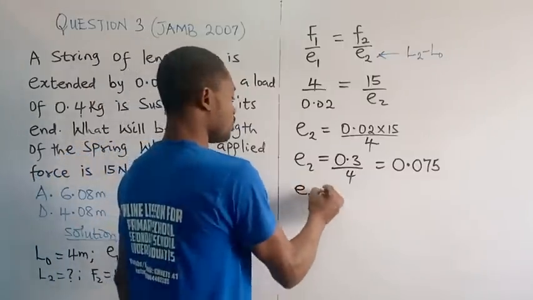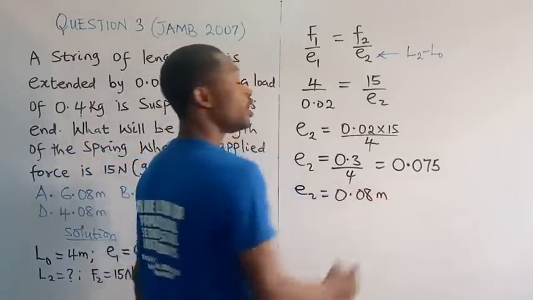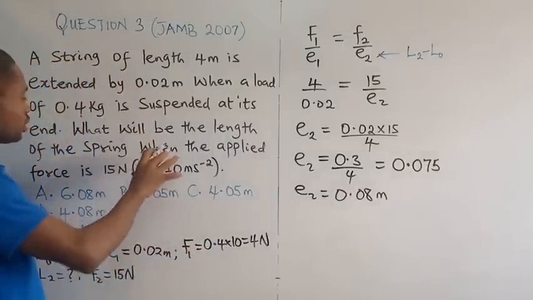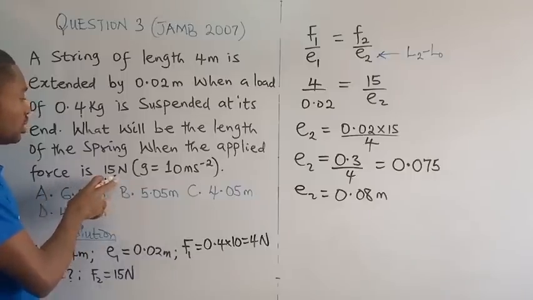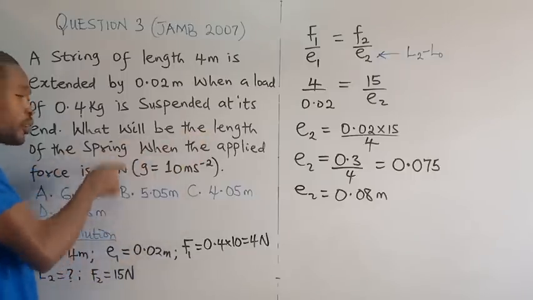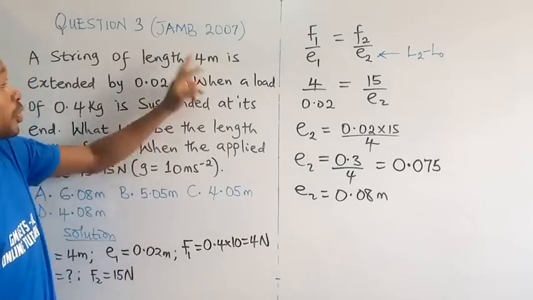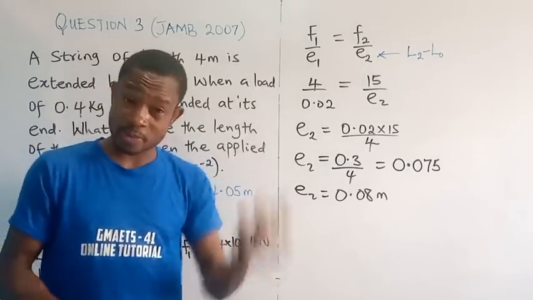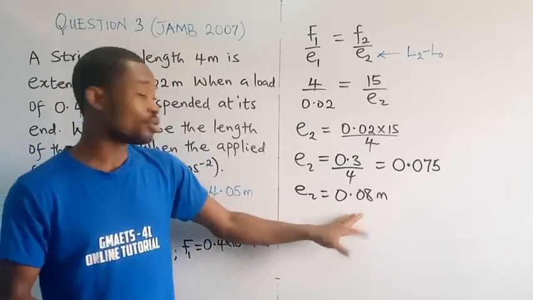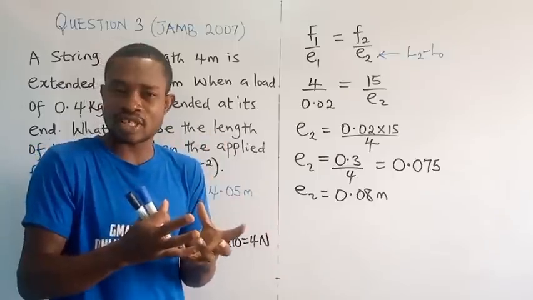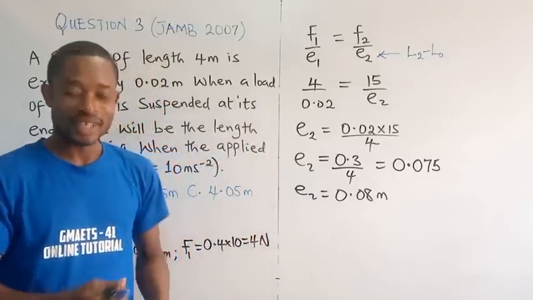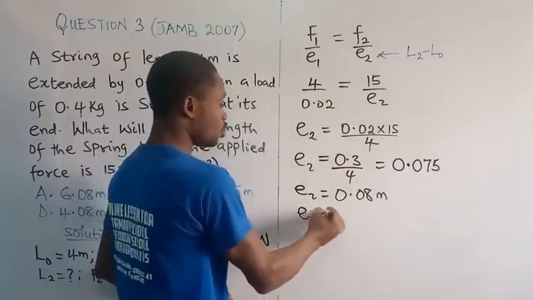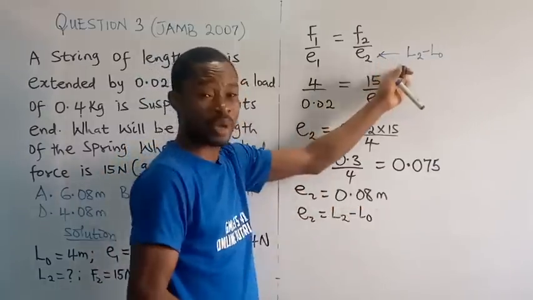So this is the extension. We can choose to approximate the extension to 0.08 meter. That's the extension that's going to be produced by force 2. But the examiner didn't ask us to find the extension produced by the 15 Newton weight. The examiner asked us to find the length of the spring when this force is applied. Remember, the spring originally was 4 meters. If you apply a load, a weight on the spring, that spring will extend. So the extension in case 2 is 0.08. Now, under that condition of extension, what will be the new length? That's what the examiner is asking of us. So we can now recall that E2 will be equal to L2 minus L0. I already explained that earlier.